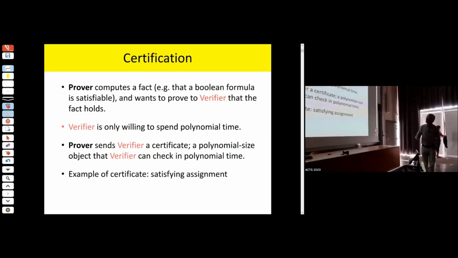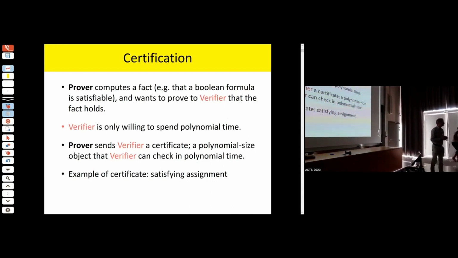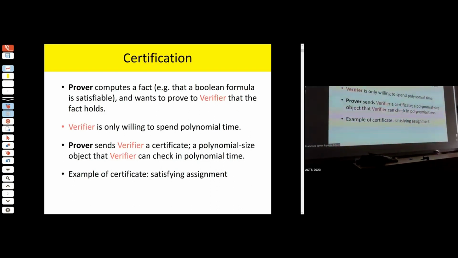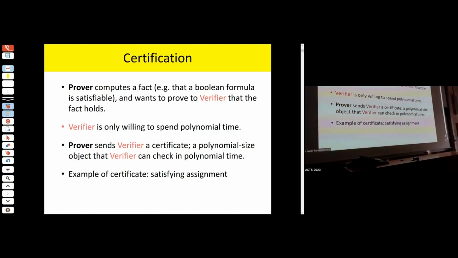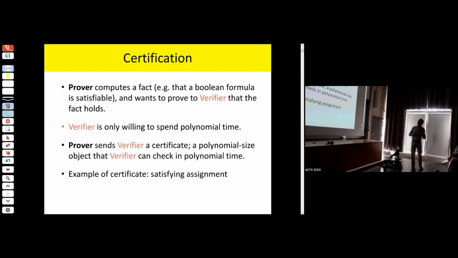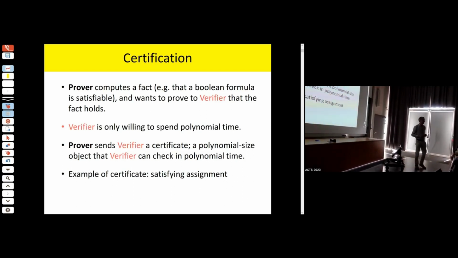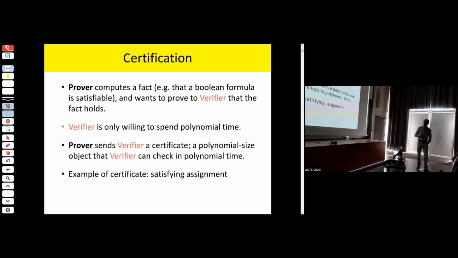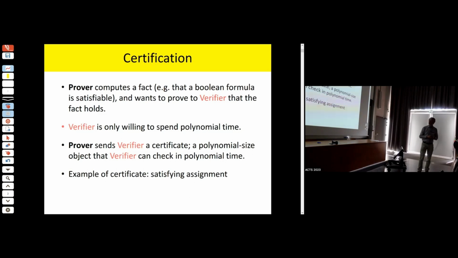What is certification? The idea is that you have, conceptually at least, two agents, a prover and a verifier. The prover computes some fact, for example, that a Boolean formula is satisfiable, and wants to prove to the verifier that the fact is true. But the verifier is only willing to spend polynomial time. So the prover sends the verifier a certificate. The certificate is just an object which must have polynomial size in the size of the input, such that the verifier can check it in polynomial time.